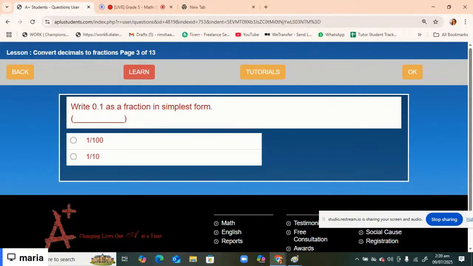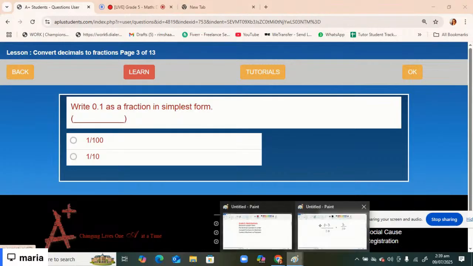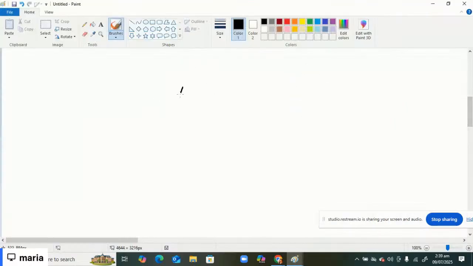Everyone tell me the answer of this one, please. 0.1. So what is the answer? 0.1 as a fraction in the simplest form. When we check these kinds of questions, okay? So what we do for that, look here. In place of the point, I'm going to put 1. And how many digits after the point? Only 1, so a 0 with it. Okay? Now what is the answer? Tell me in the chat. This is only 1 zero because there is only one digit.